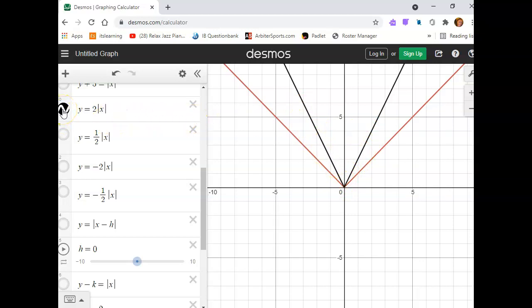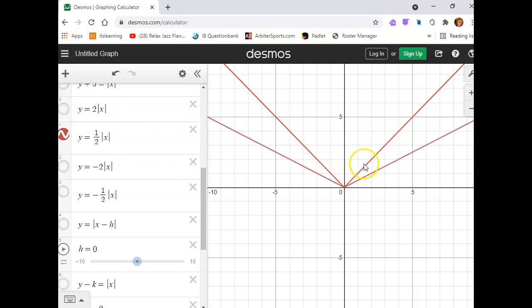Okay, so it made it skinny. What happens when I turn on 1/2? It made it fat. So the original graph had a slope of 1 and -1. This slope is now 1/2, rise 1, run 2, and -1/2, or the opposite of 1/2.